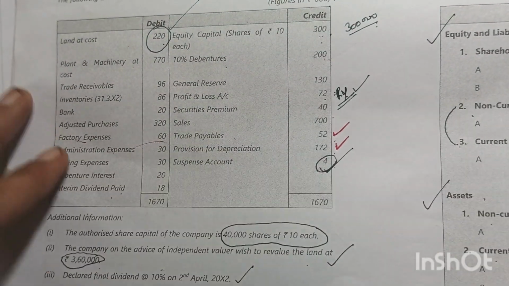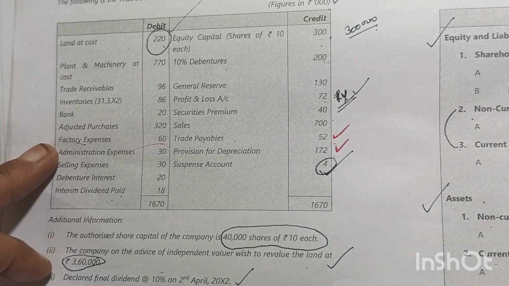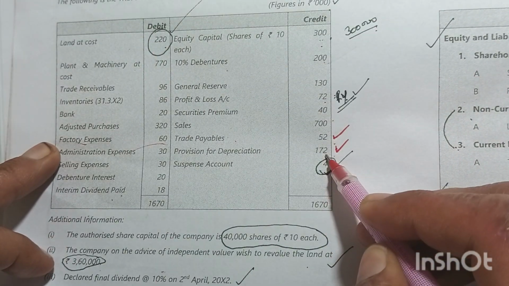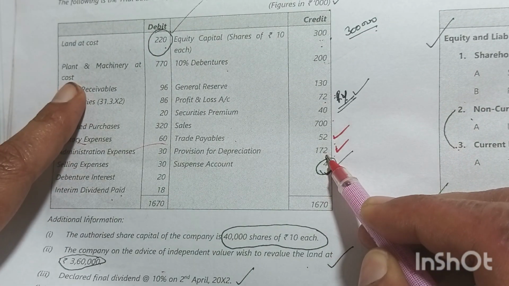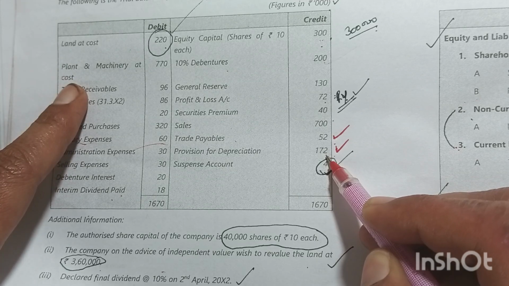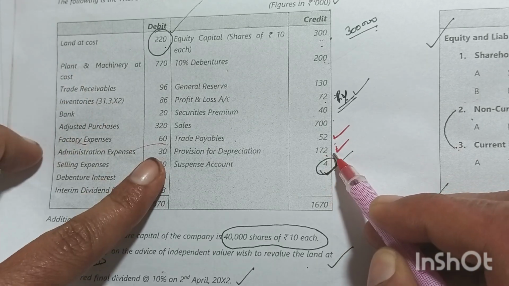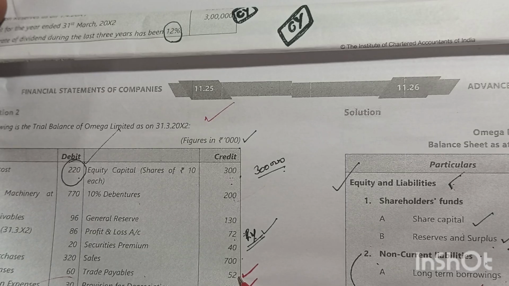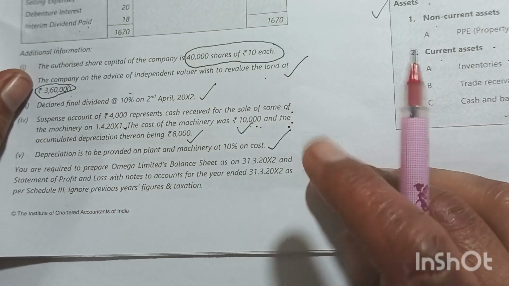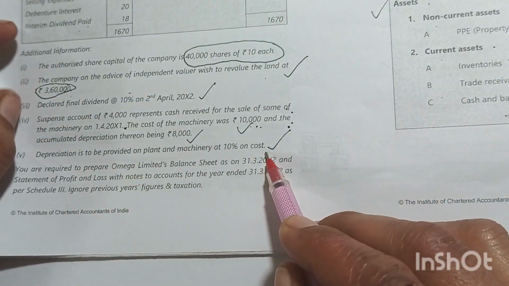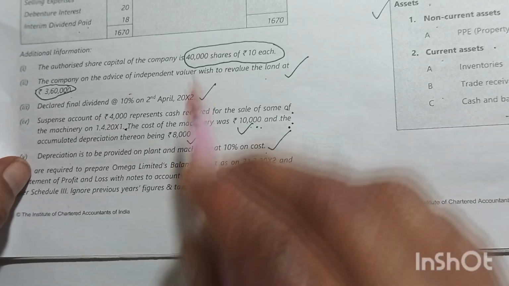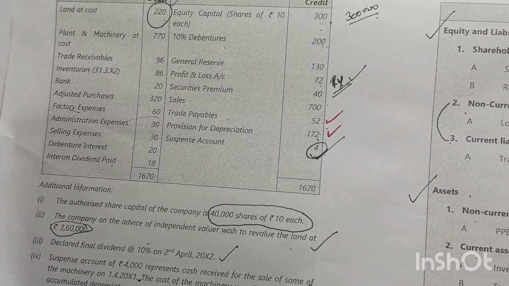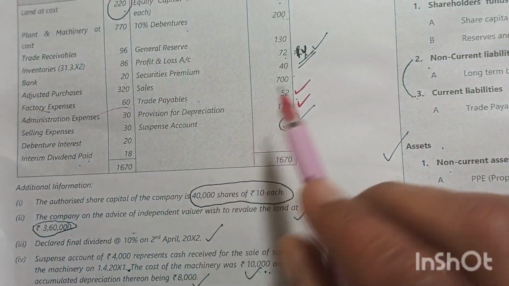But we will adjust this provision for depreciation from the value of plant and machinery, and it will go to the P&L. Under current liabilities, trade payables are given as 52, and no other liabilities are given. Depreciation is provided, and we will prepare a note of depreciation, provision for depreciation, and cost of plant and machinery, and do the calculations. So it's not a liability here.